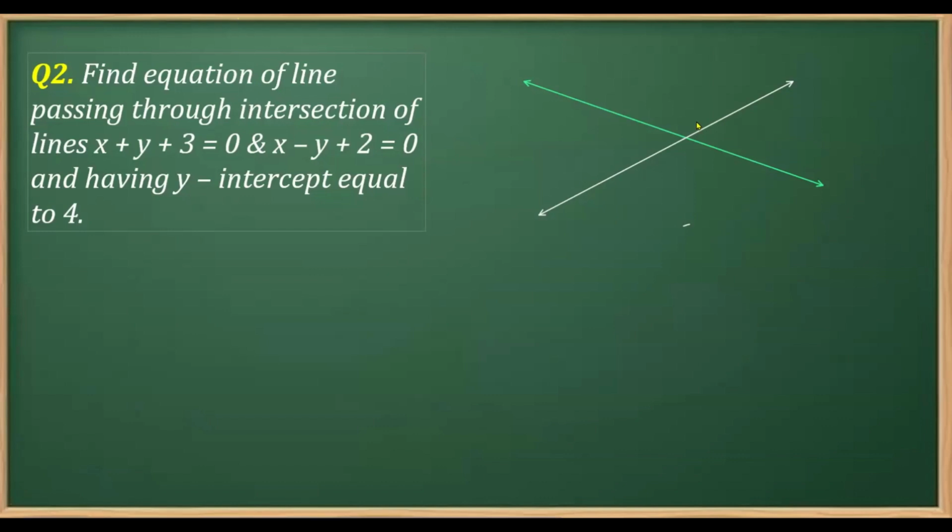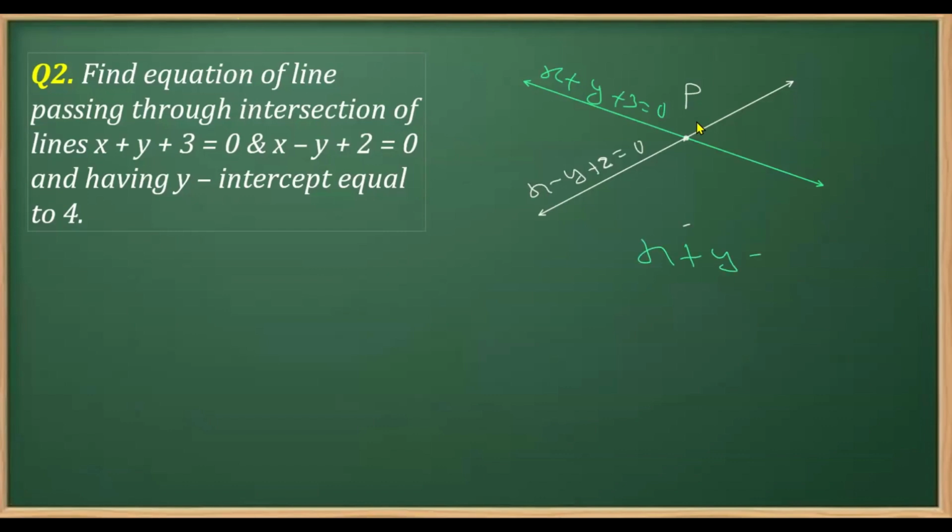So the equation of the first line is given to us as x plus y plus 3 equals 0. And the equation of the other line is given as x minus y plus 2 equals 0. This is line 2. Now, first thing that we will do is to obtain the point of intersection. Clearly, we can find the intersection by solving these two equations. Let's rewrite these two equations below.